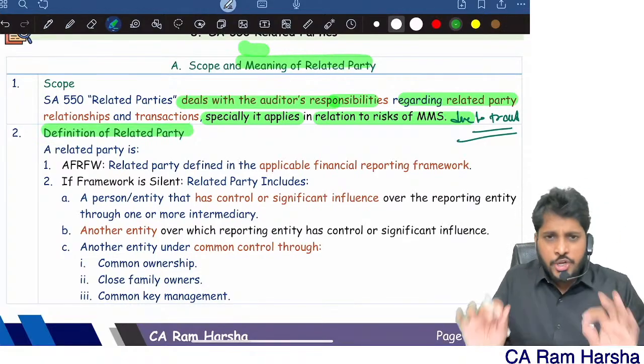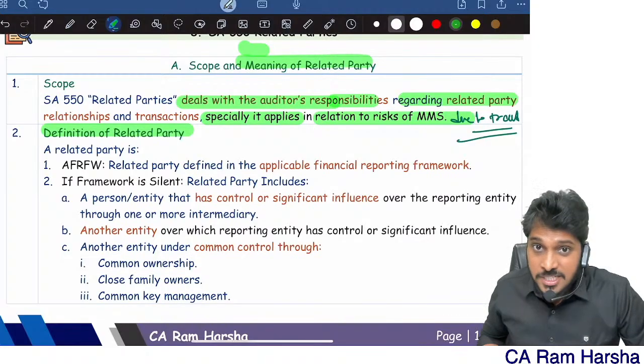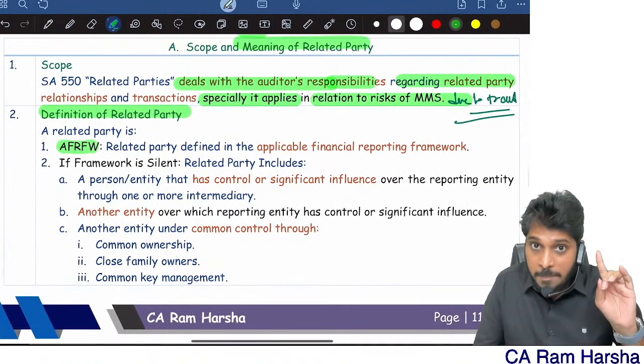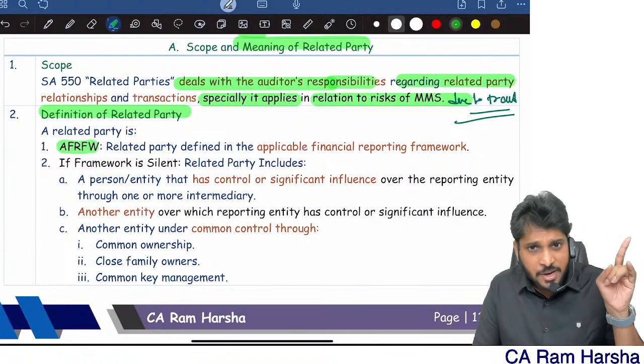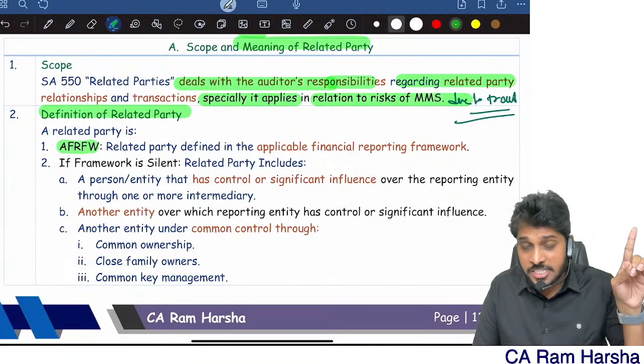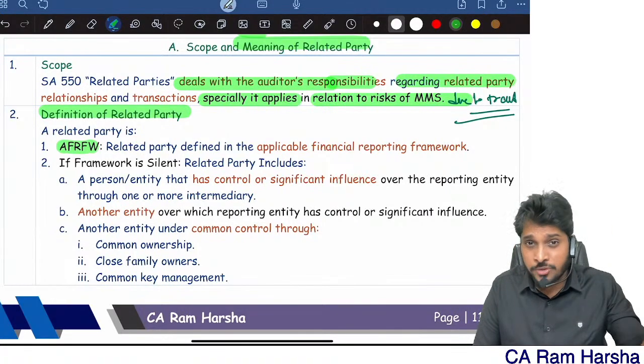Now, what do you mean by related party? The standard first says: follow the applicable financial reporting framework definition. If the accounting standard defines related party, follow the accounting standard definition. If Ind AS defines related party, follow that definition.